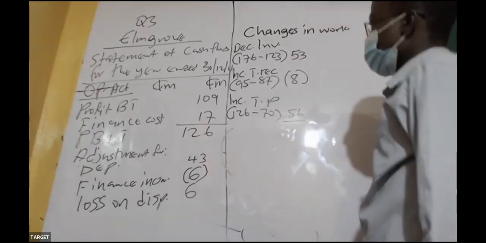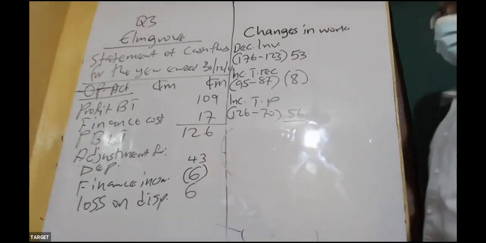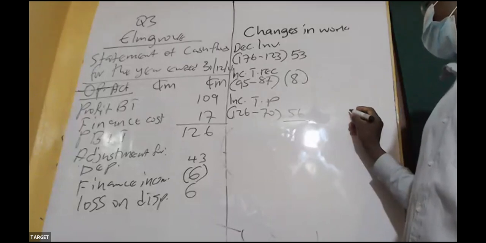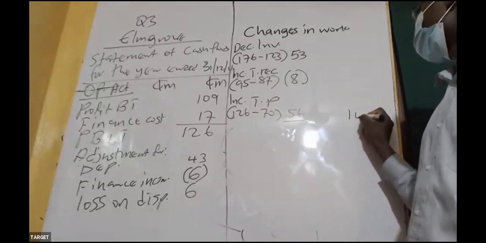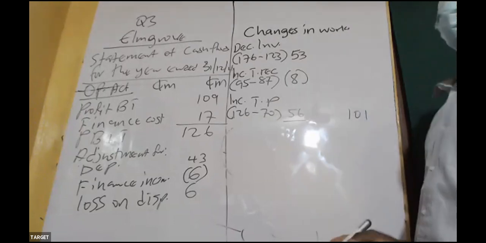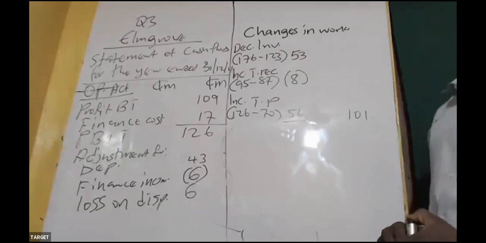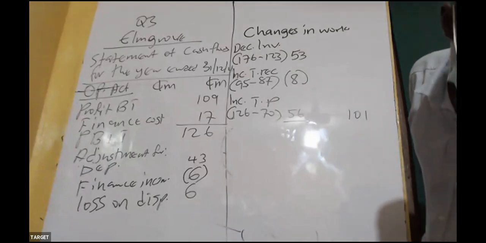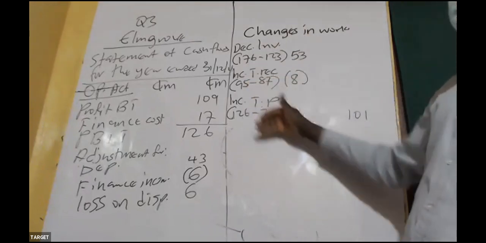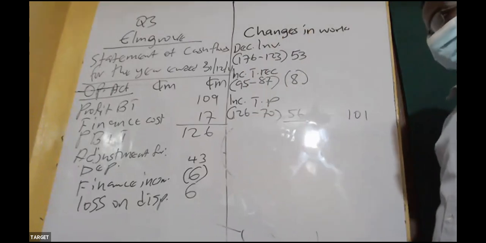Adding all these, what do you get? All these three. So 53 minus 8 plus 56 gives 101. So the answer will be 101. This one gives 10 ticks. So make sure that you score all 10 ticks: 9 here and 1 here, making 10.